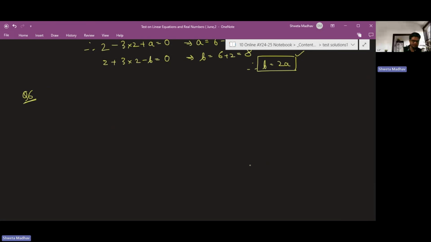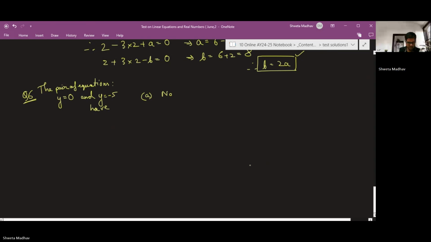Then in question number 6, it has been asked whether the pair of equations, y equal to 0 and y equal to minus 5, has one solution, two solutions, infinite solutions, or no solution. Option A is given as the pair of equations which are y equal to 0 and y equal to minus 5.